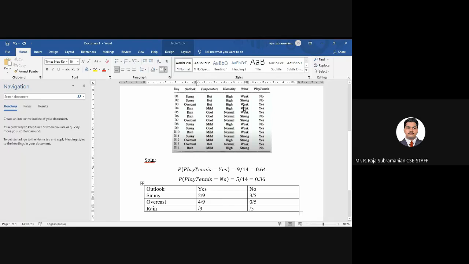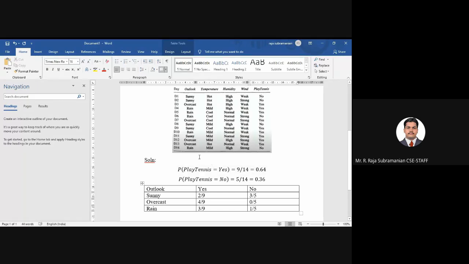Yes, I think overcast is giving me no. Right. Similarly, rain: 3 by 9, 2 by... sir. Okay, minus 3 by 9. Hope it is verified. Next, 1 by 5, 1 by 5. Totally 4 rains are there, it seems, right?